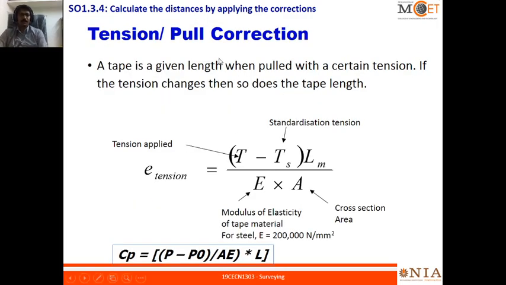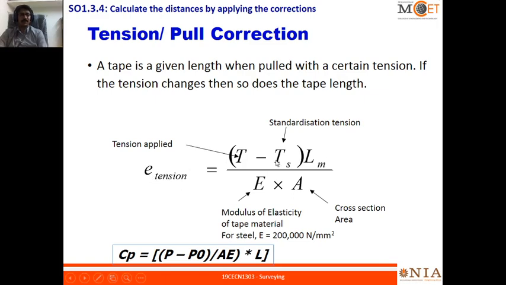Tension or pull correction. Here the tension is based on the applied pull or tension and the standard tension where the chain or tape was manufactured. The difference between them is multiplied by the total measured length and divided by the modulus of elasticity of the tape or the steel. For steel it is standard, 2 into 10 power 5 Newton per mm square, and the cross sectional area of the chain or the tape will be given as data. If you put all the things together, you will get the error due to tension or pull.